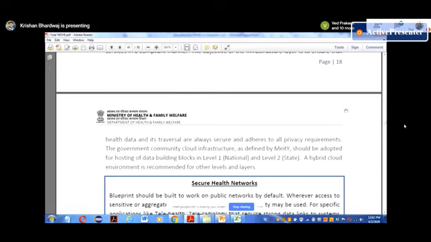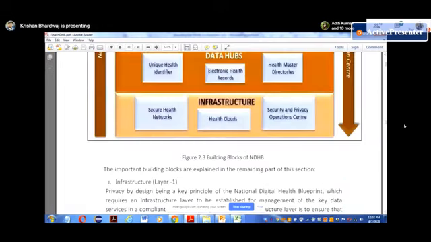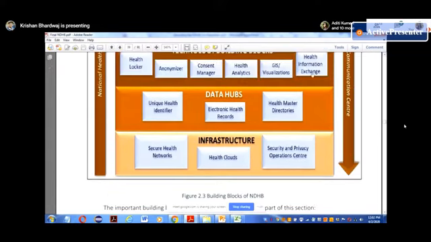So if we read this report, level 2, which is actually the data hub layer, consists of unique health identifier, electronic health records, or health master directories. All of this has to be hosted by government. You mean MeitY. They have clearly said MeitY. So MeitY is going to host the unique health identifiers, all the registries, all the directories, and all the electronic health record related repositories, the federated architecture piece.